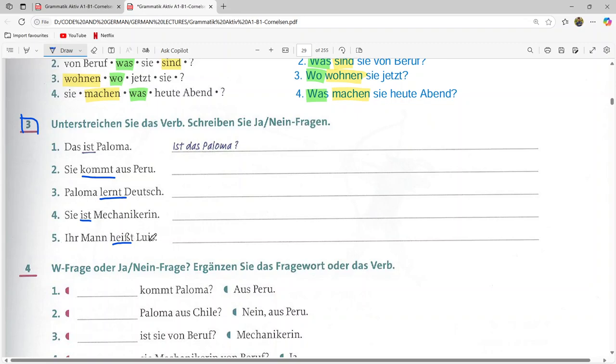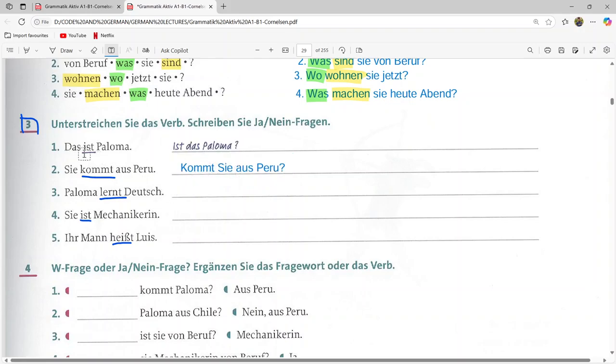Okay, done. So how to make ja, nein, Fragen? Just put the verb at the beginning of the sentence, and then it is done. This is the easiest task. Kommt sie aus Peru? Done. Does she come from Peru?